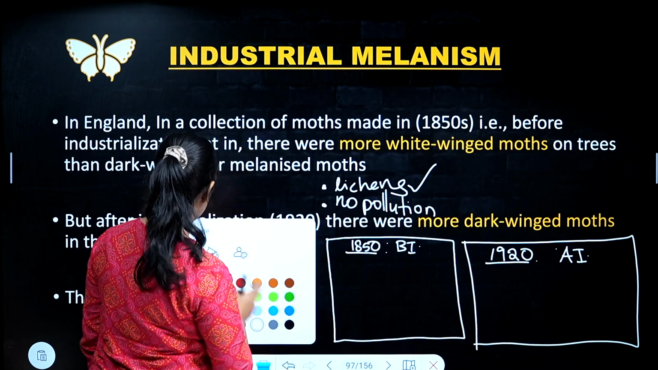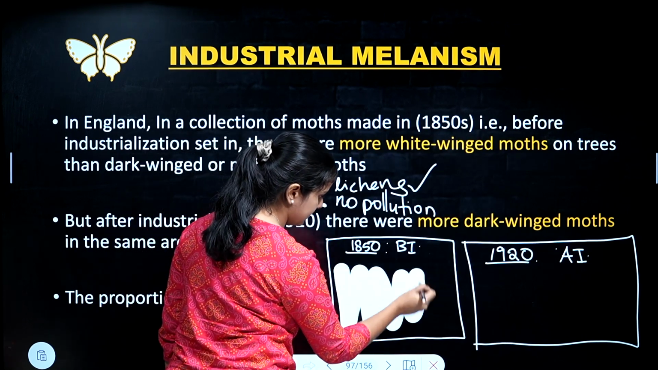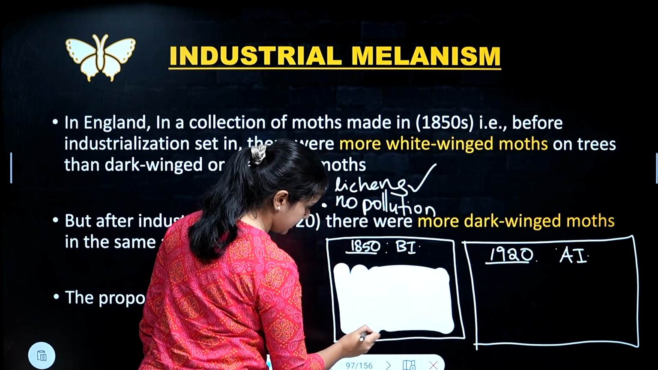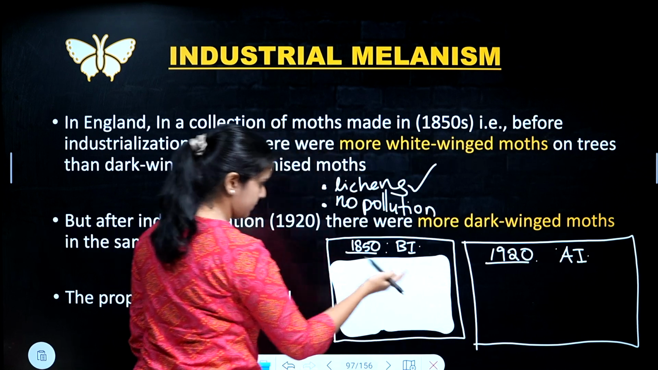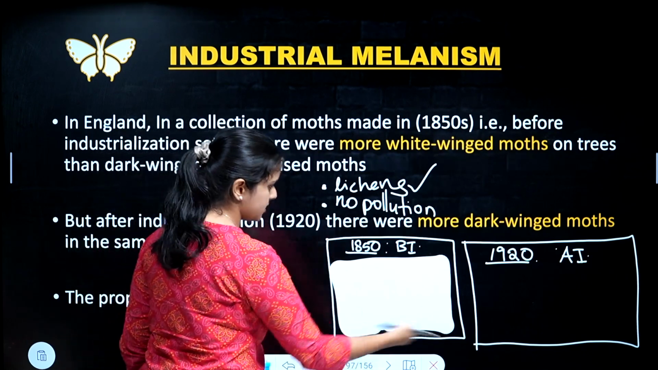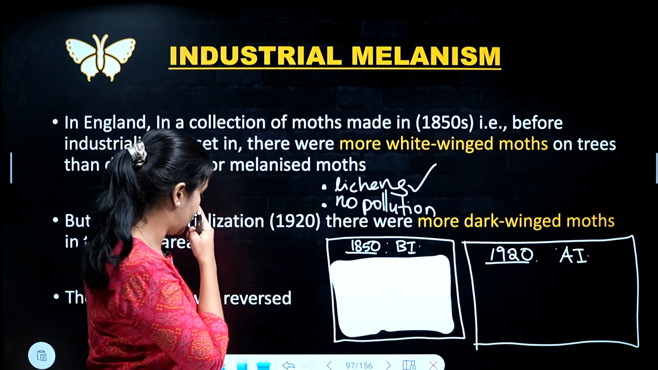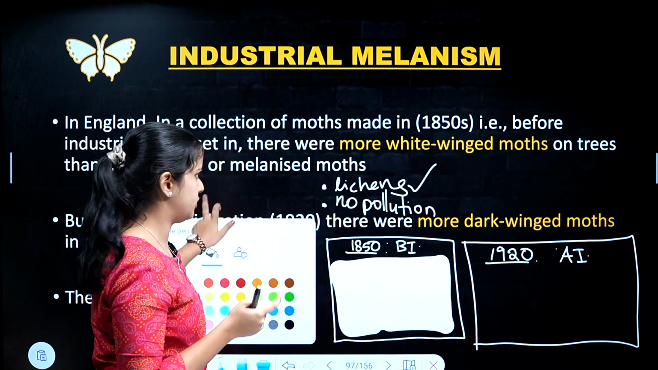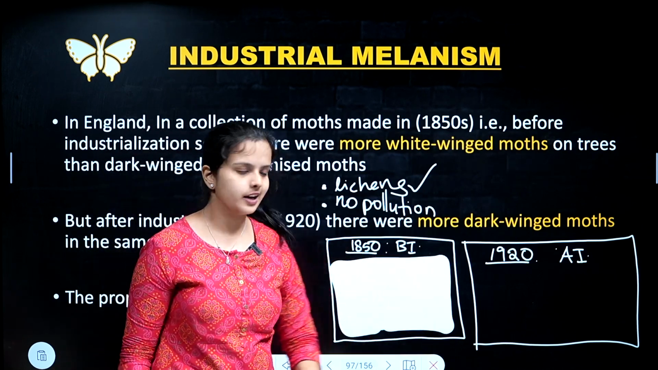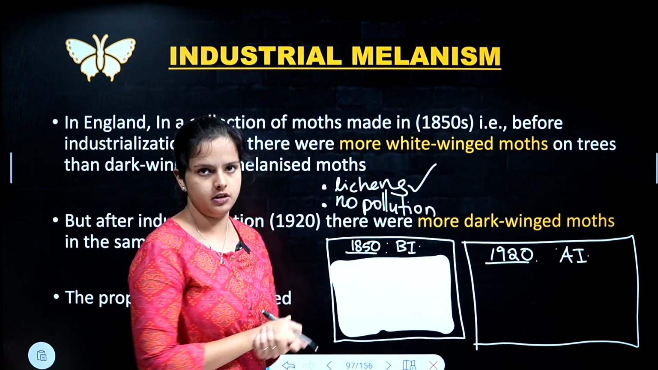Let me just draw that for you. You have a lot of lichens here. These are the lichens that you're having on the tree. So this is a tree bark. The tree bark is supposed to be brown in color, so the rest portion is brown. The tree bark is supposed to be dark in color. But because it's a non-polluted area, because there are no industries, it's before industrialization, you have lichens all over the tree bark, and hence the tree bark looks light colored.